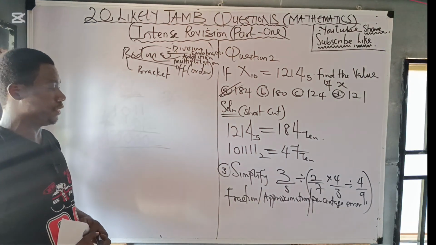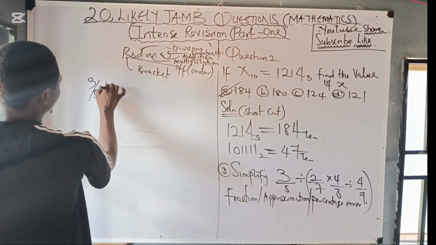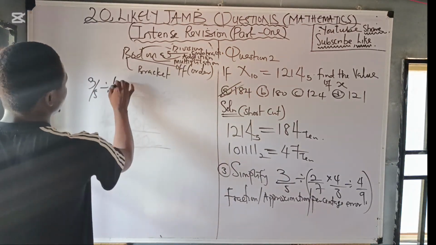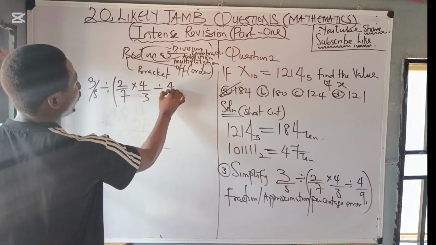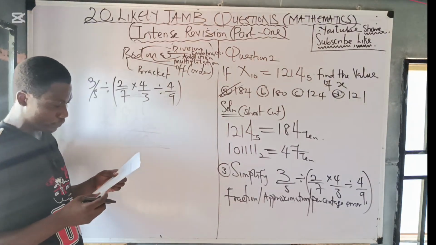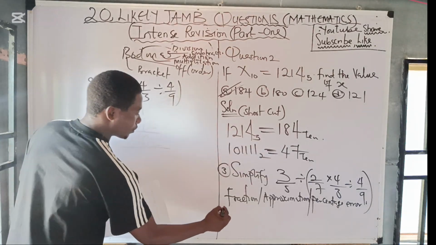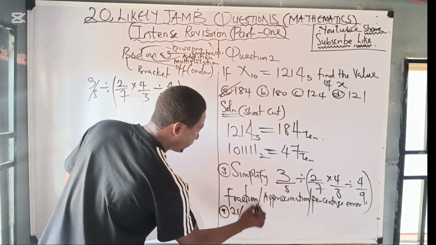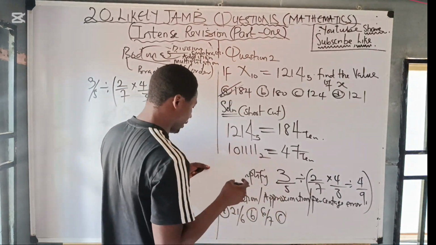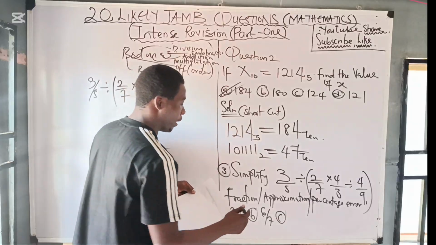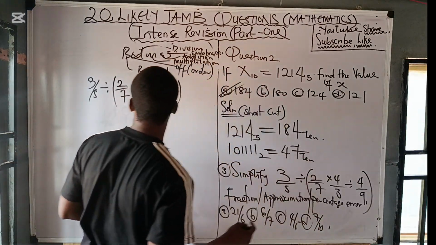So if I have a question like this, simplify 3 over 5 divide by, open bracket, 2 over 7 times 4 over 3, divide by 4 over 9. I think I need to give you the options. The options here are 21 over 6, A, 21 over 6, B, 6 over 7, C, 4 over 5, D, 7 over 10. So let's do that quickly.